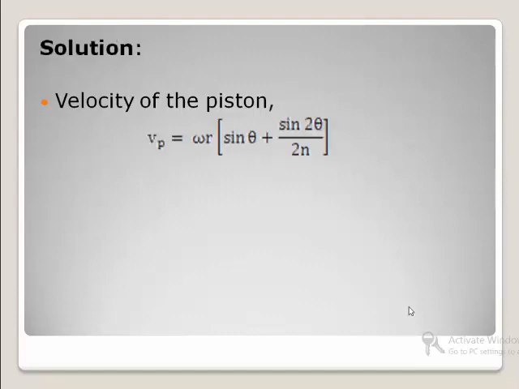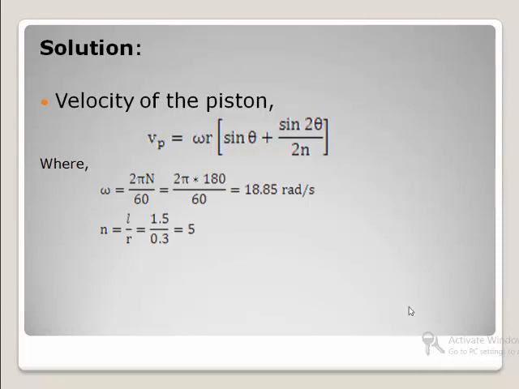Okay. So we know that the analytical formula for finding out the velocity of the piston, Vp, is omega r into (sin theta plus sin 2 theta by 2n). So here omega is nothing but the angular velocity of the crank that can be calculated using the formula 2 pi N by 60. Here the engine speed N value has been given in the problem as 180 rpm. So by substituting that in the formula, we can get the value of omega as 18.85 radian per second.